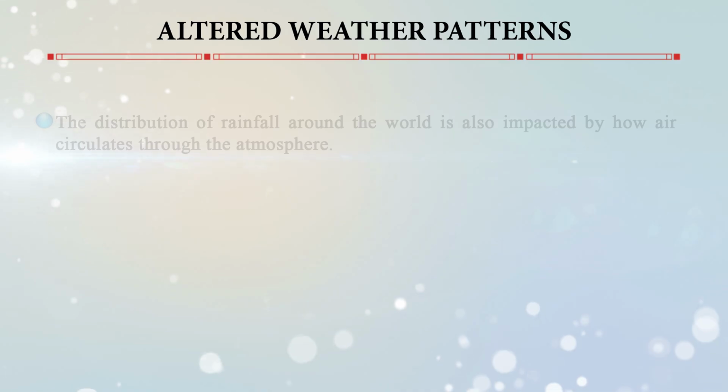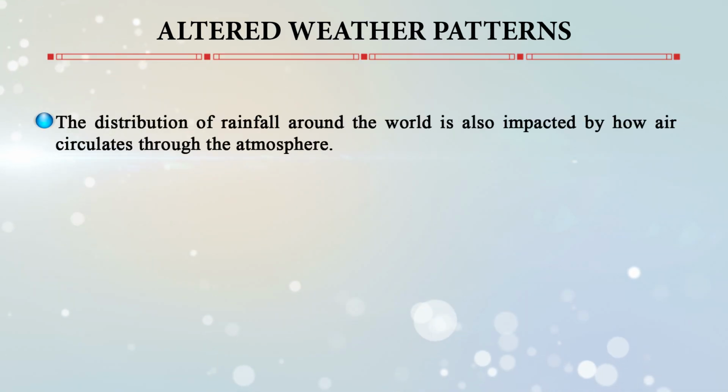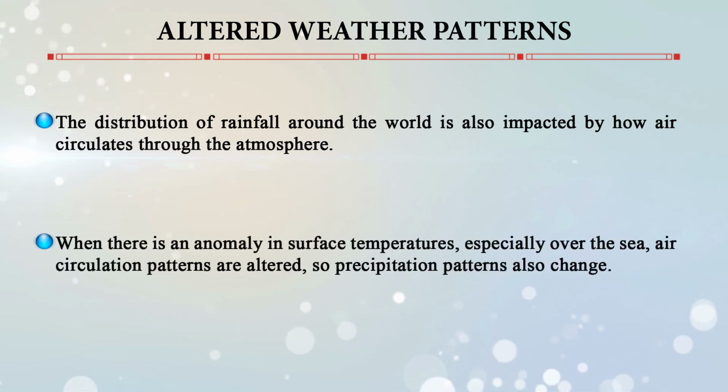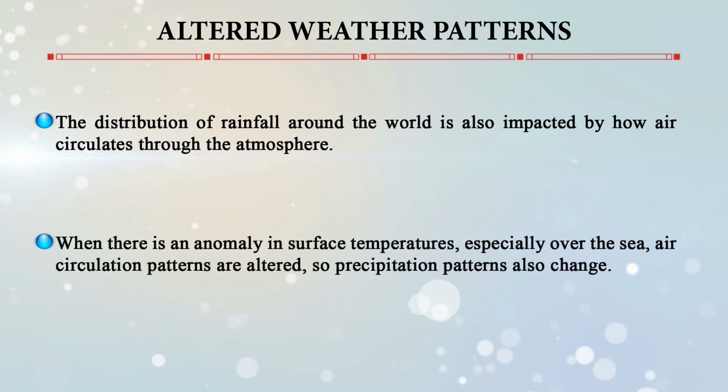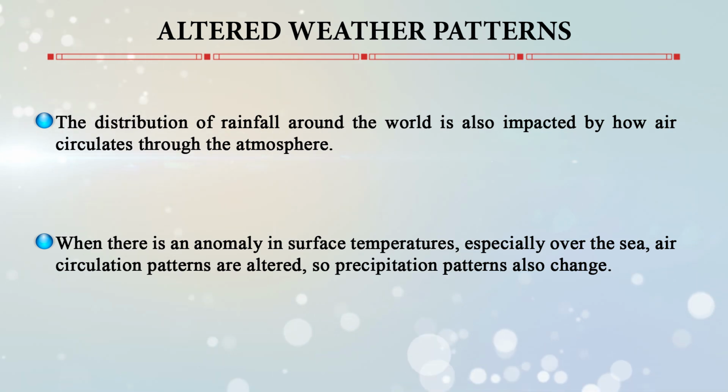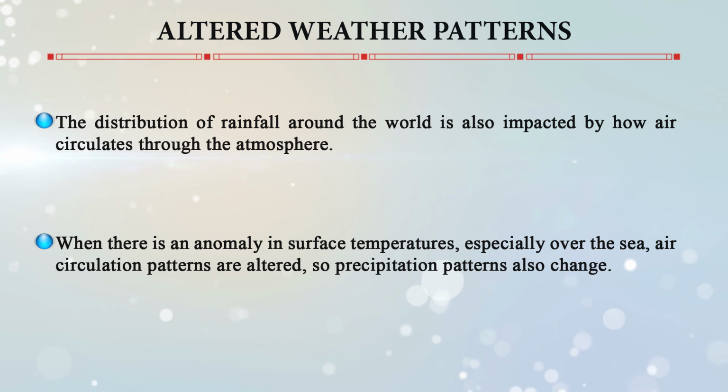Altered weather patterns. The distribution of rainfall around the world is also impacted by how the air circulates through the atmosphere. When there is an anomaly in the surface temperatures, especially over the sea, air circulation patterns are altered, so the precipitation patterns also change.